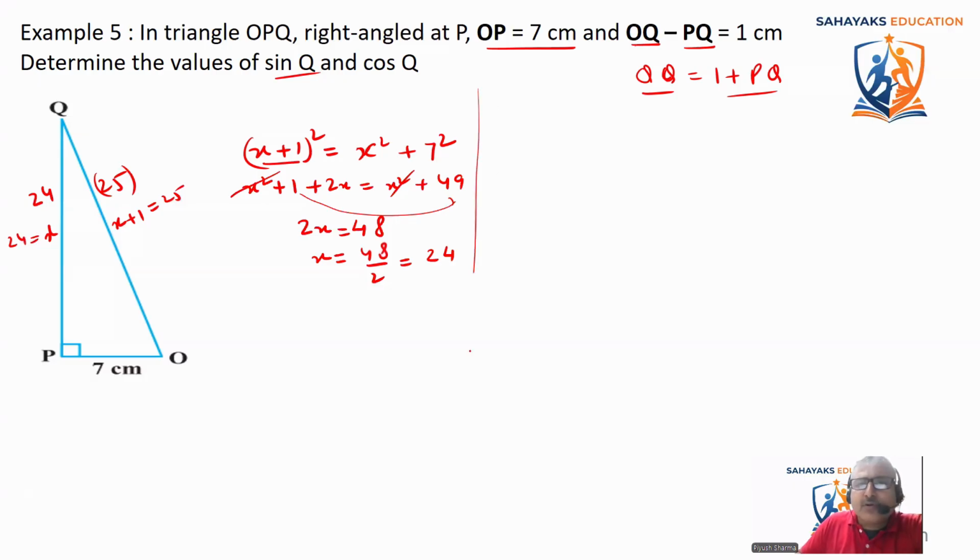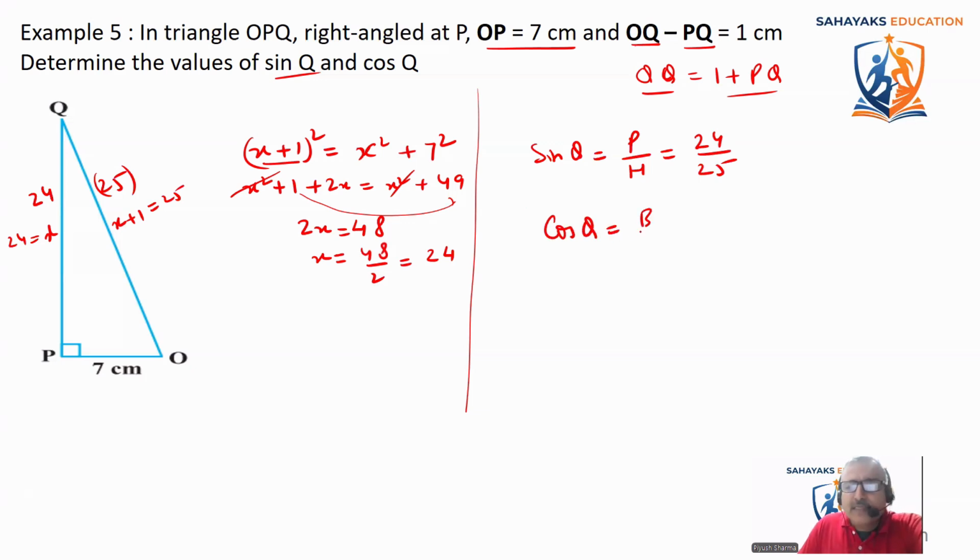Now we can find out the values of sine Q. Sine Q comes out to be perpendicular by hypotenuse. Perpendicular is 24, so 24 divided by 25. And cos Q comes out to be base divided by hypotenuse, that is 7 divided by 25. So these are the answers.